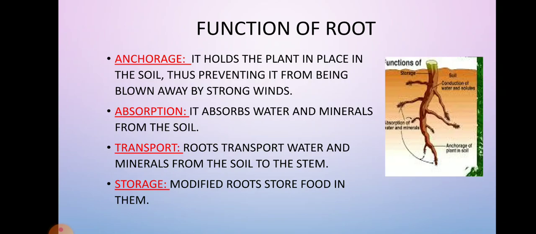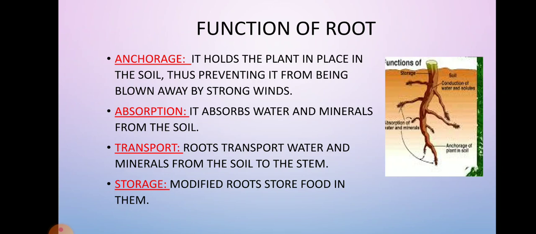Then we have functions of root. There are some common functions of root which are found in all the different kinds of plants and trees, may it be a creeper, climber, tree, or a herb or shrub. All of them have roots and they commonly do these kinds of functions. So the first function is anchorage. It holds the plant in place. Anchorage means what? To hold the plant in its place. It does not move. We have seen that the plants do not show movement. They show movement in a different way. So to prevent it from blowing off from its place, roots help them to anchor or to hold the soil firmly.